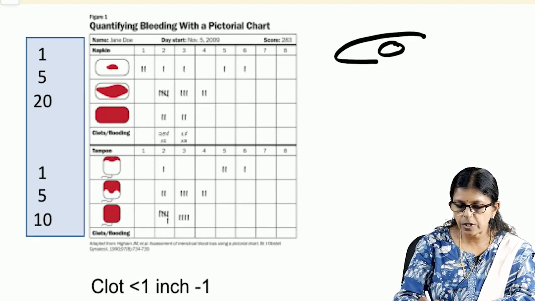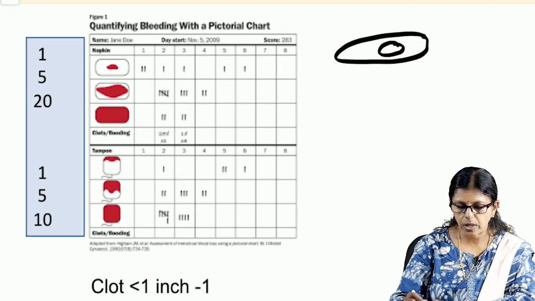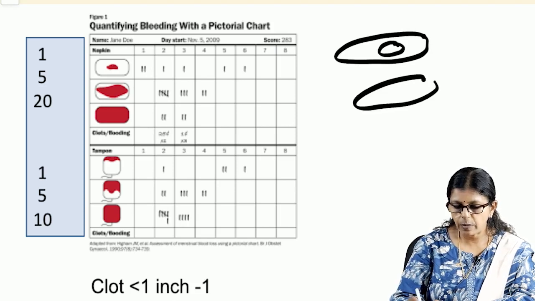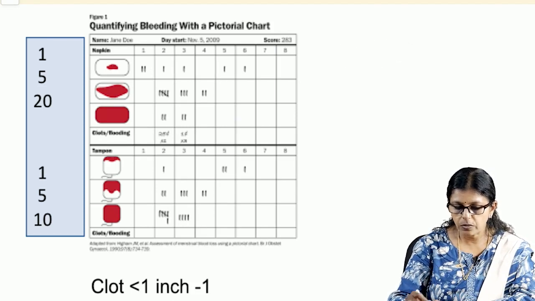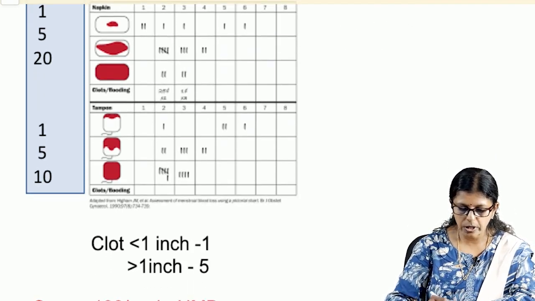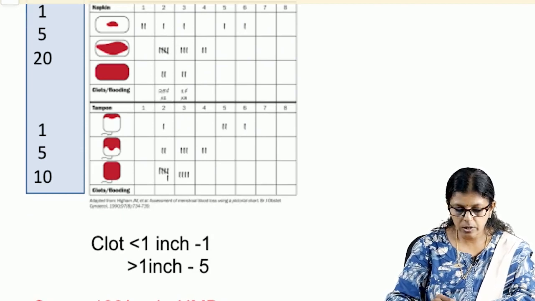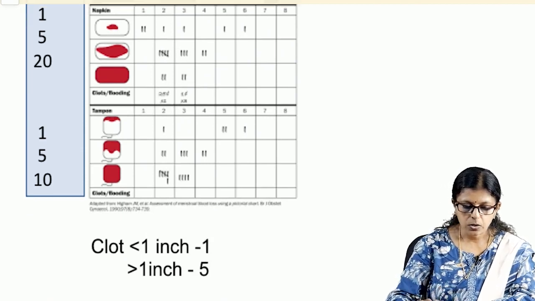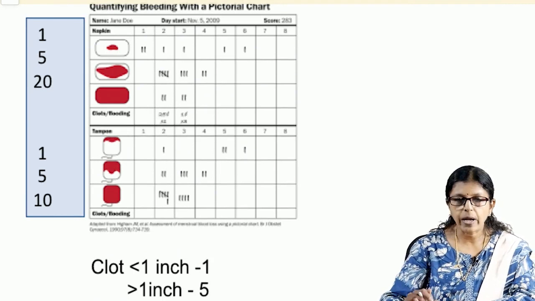So if there is just this much bleeding on day 1, that score will come as 1. Okay, and if there is a lot of bleeding on many days, then the score will come as 5 or 6. So accordingly, you can find out with the score, if the clot is less than 1 inch, then you take it as 1. If the clot is more than 1 inch, you take it as 5. So the number of tampons they use, the number of pads they use, with this you can have a scoring system.